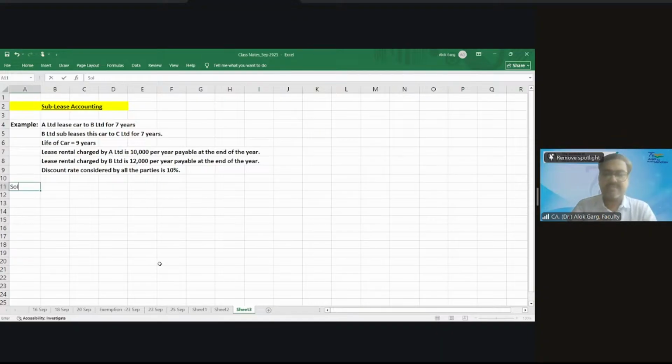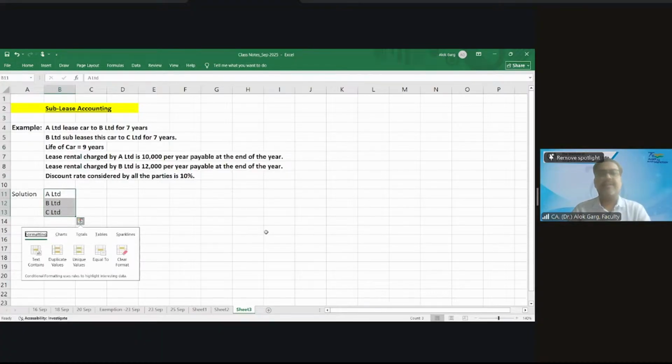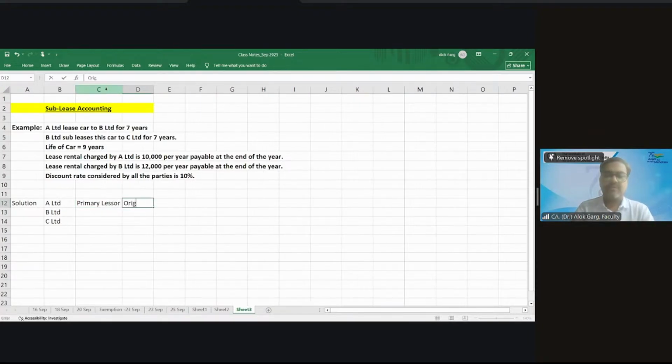First of all, in this case, there are two contracts: the original lease contract and the sublease contract. There are three parties, A Limited, B Limited and C Limited. Friends, A Limited is the primary lessor. Yes or no? A is the primary lessor. He is also known as the original lessor.